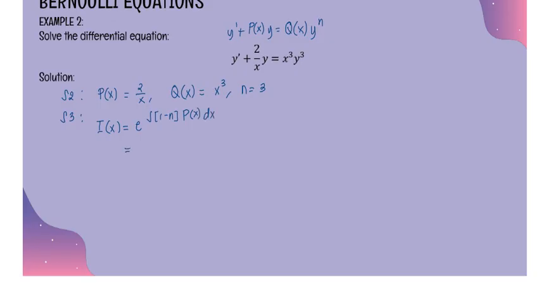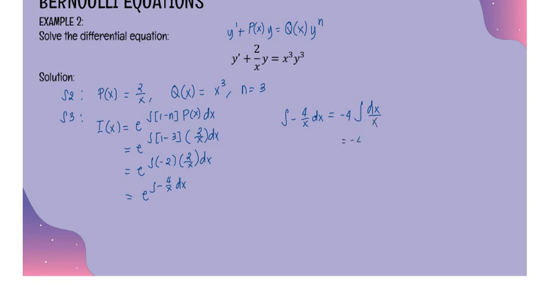Substitute whatever value you need. So it will now be equal to e raised to the integral of 1 minus 3 times the p of x, which is 2 over x, dx, equal to e raised to the integral of negative 2 times 2 over x dx, which is now e raised to the integral of negative 4 over x dx. Do integration. We could factor out negative 4, so you would have the integral of dx over x, which would give you just negative 4 ln x, because the integral of dx over x is ln x.